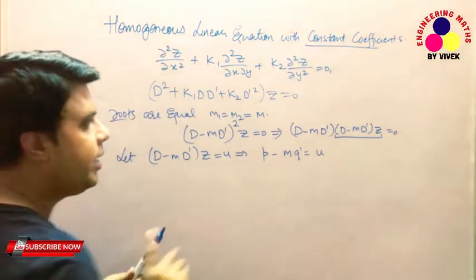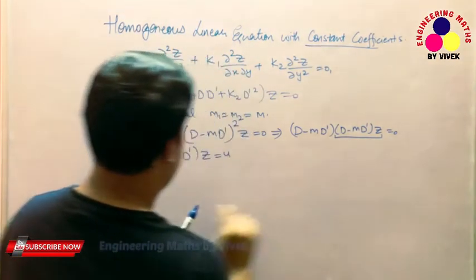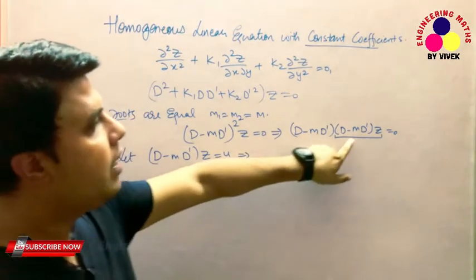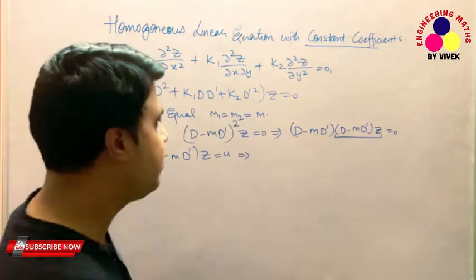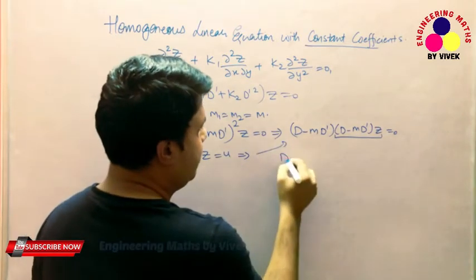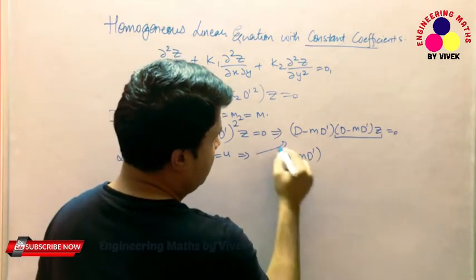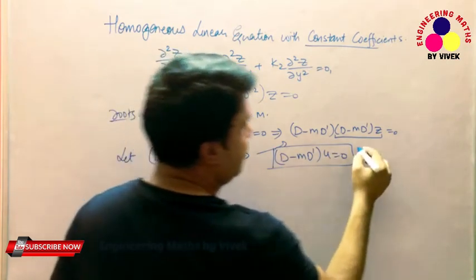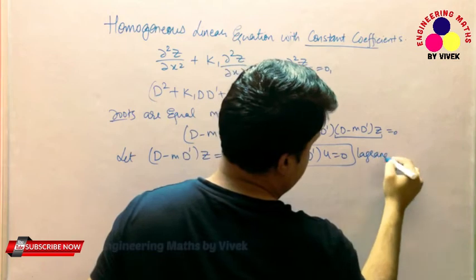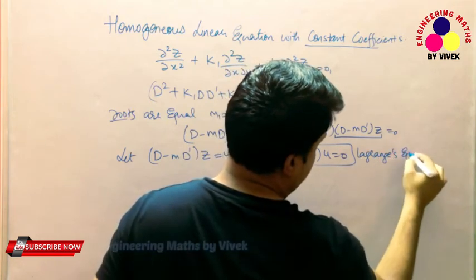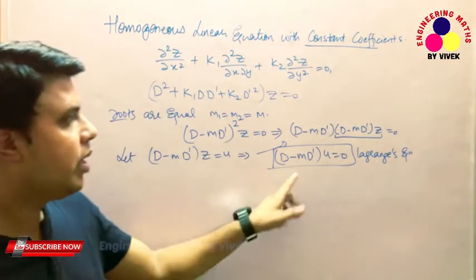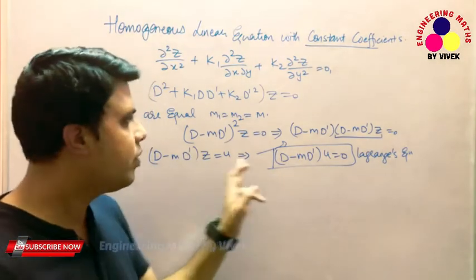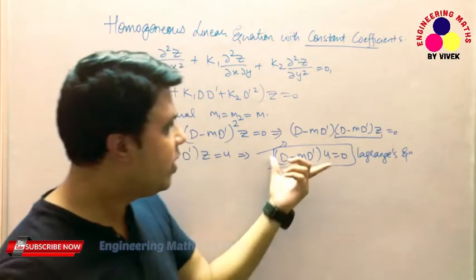Or we can simply write something. If we replaced (D - mD')z = u, this is the Lagrange's equation. Okay, so we have replaced (D - mD')z = u in this equation, so we got this equation.